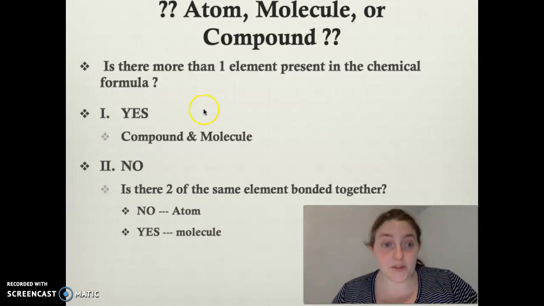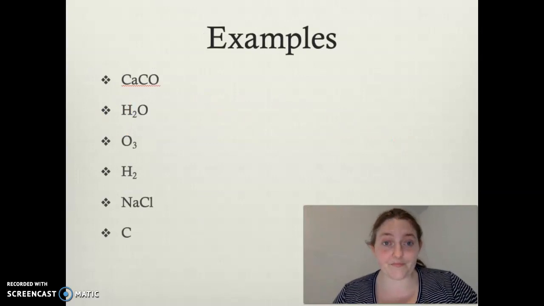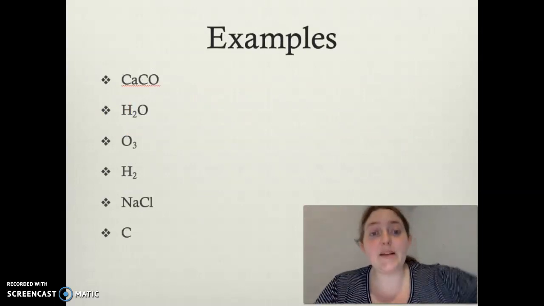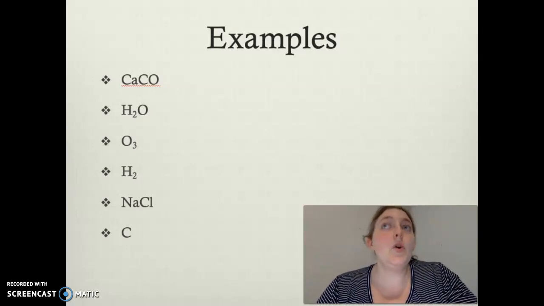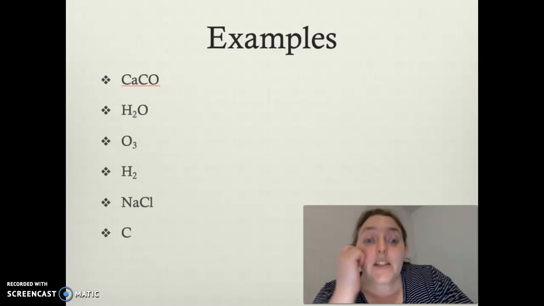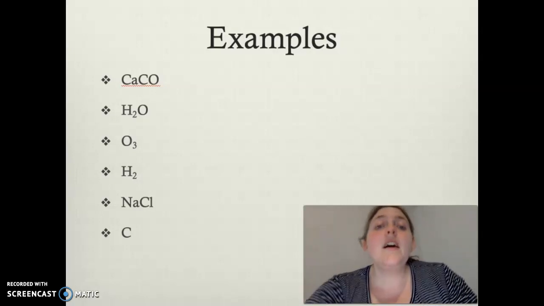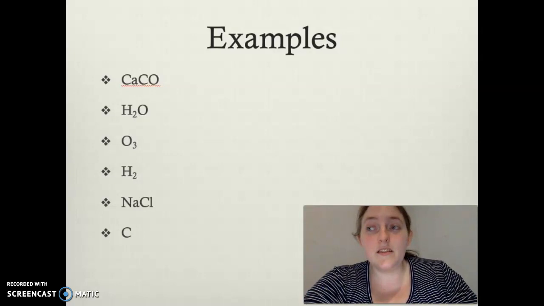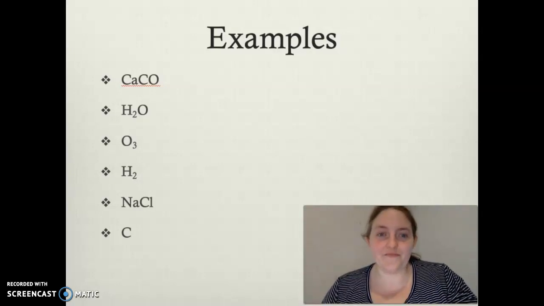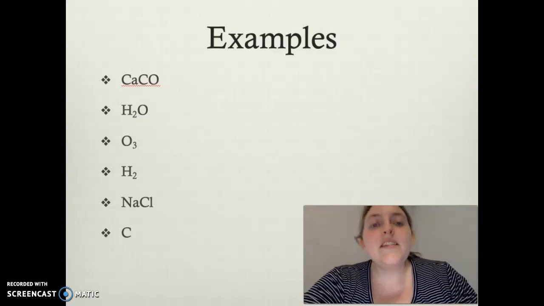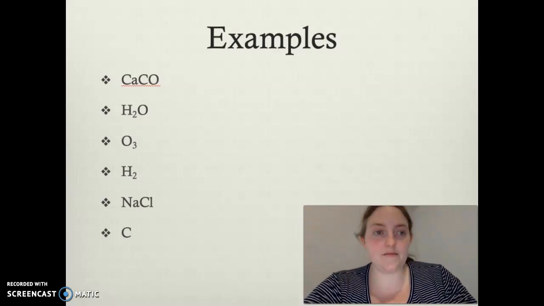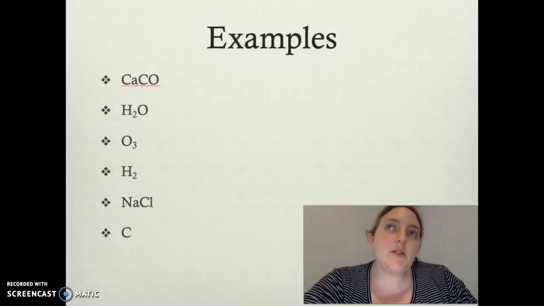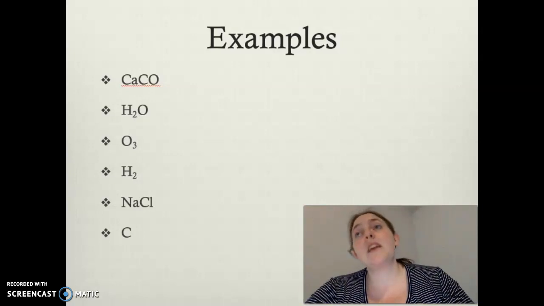So let's look at some examples here. Take a minute, look at these examples, and try to figure out: are they atom, molecule, compound, or compound and molecule? So let's look at the first one here. Calcium carbonate, CaCO3. Is there more than one element? Yes. Therefore, automatically you know the answer. It's a compound and a molecule.